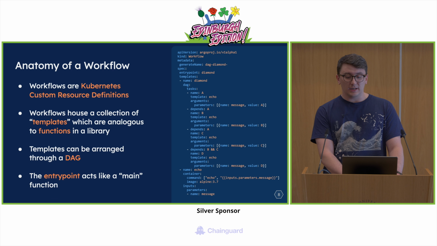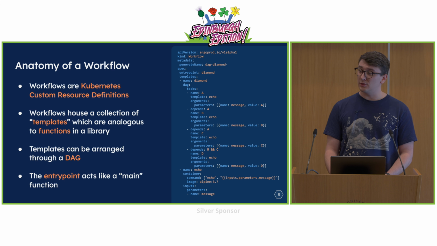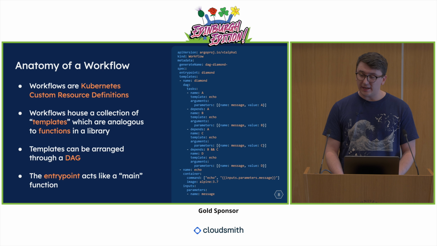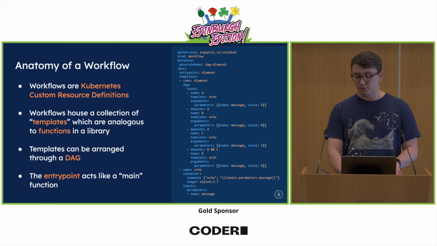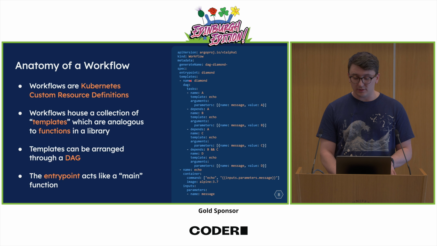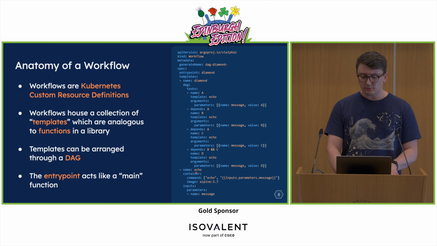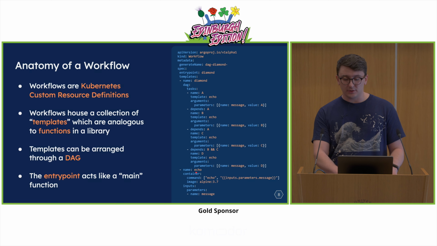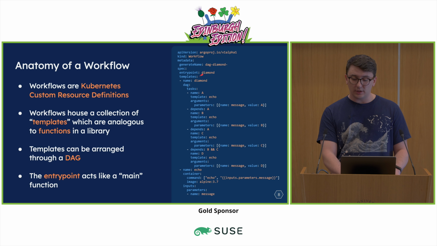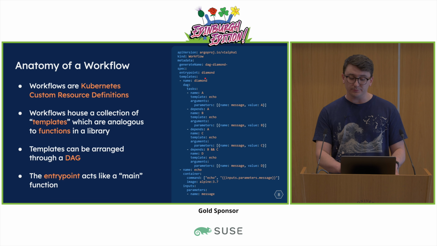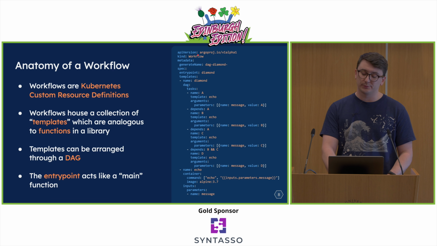So diving into the anatomy of a workflow, it is a Kubernetes custom resource definition. If you're using Kubernetes, you see these day in and day out. It's a kind of workflow, and then it has these templates, which are analogous to functions in a library. So we have this diamond DAG, and we have this echo container down here. And these templates can be arranged through a DAG. So we're arranging this echo container to be run 4 times through a DAG of tasks. And this entry point up here, diamond, is kind of the main function of the workflow.